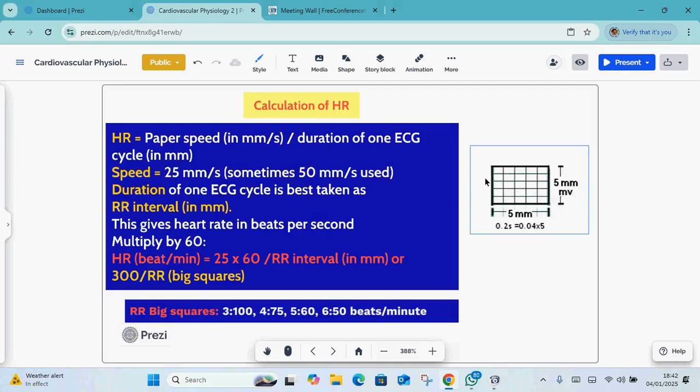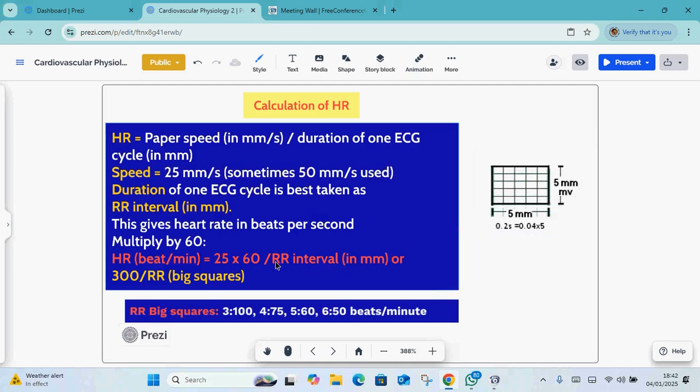Now, when the trace goes up or down, this is electricity, so it's measured in millivolts. Every small box on the y-axis is 1 millivolt. When it goes above the isoelectric line, it's a positive millivolt. When it goes below the isoelectric line, it's a negative millivolt. So the big box has 5 millivolts and 5 millimeters.